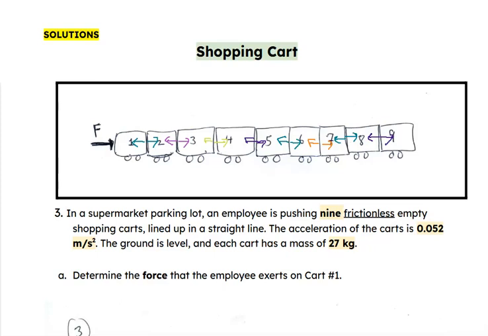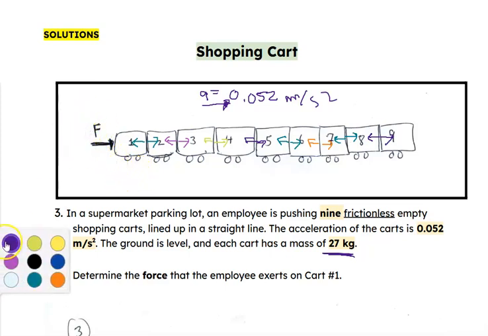All right, these are the solutions to the shopping cart question. So you have 9 shopping carts and they're frictionless. And you know the acceleration of every single cart is 0.052 meters per second squared. And you know that each cart has a mass of 27 kilograms. Okay, so question A says, determine the force that the employee exerts on cart number 1.